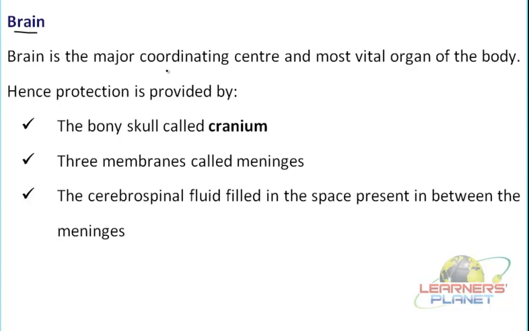Brain is, as we said, a major coordinating center and is considered the most vital organ of the body. You know why this is so? As we already said, it is a major coordinating center. That means all of the coordinatory functions of the body or the control functions of the body are actually regulated by the brain. Whatever coordination is taking place is under the control of the brain.